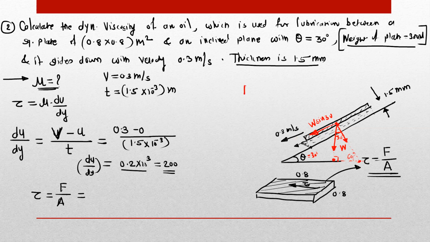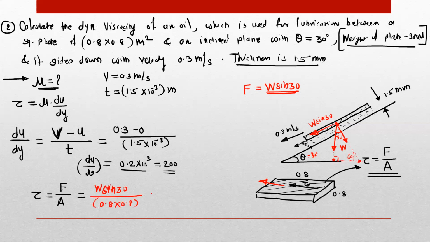So for the F, we will just consider W sine 30. This is the shear force. This W cos 30 will act on the plate. So F is equal to W sine 30 upon the shear area, 0.8 into 0.8. W is given as 300, this is sine 30, and this is 0.64. So 300 sine 30 is 150 upon 0.64. Let's calculate this value. So this is equal to 234.37. This is Newton per meter square.